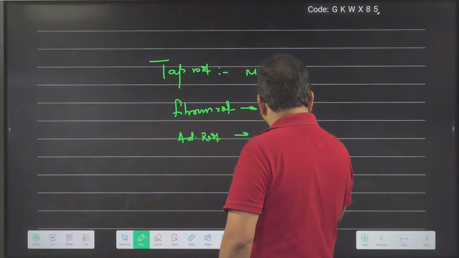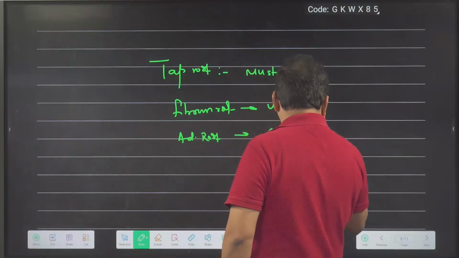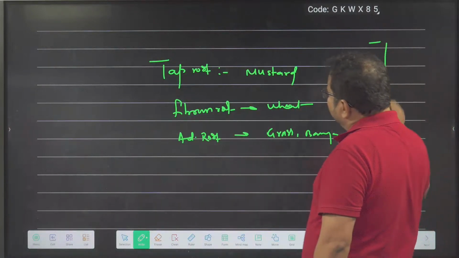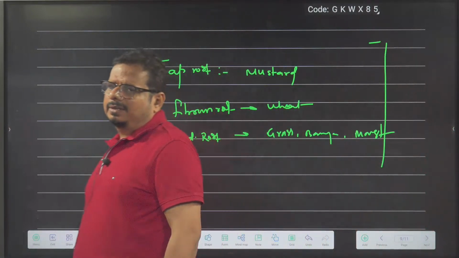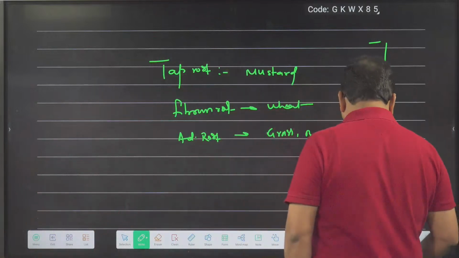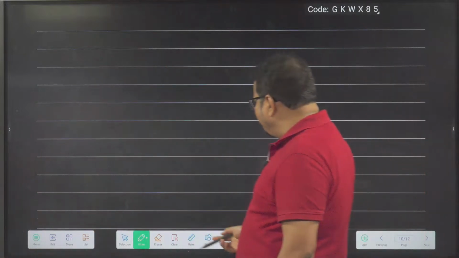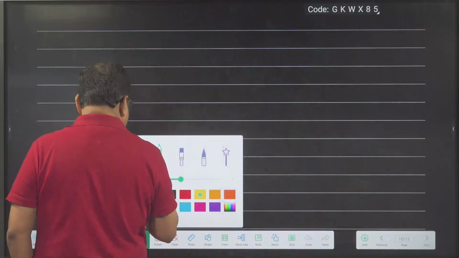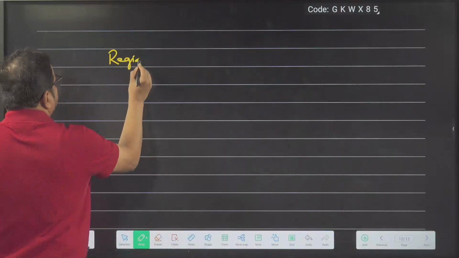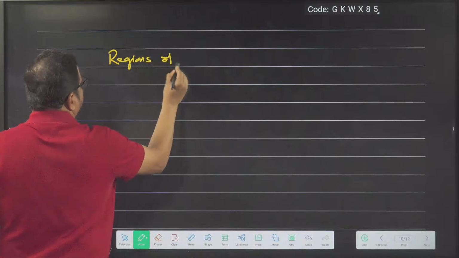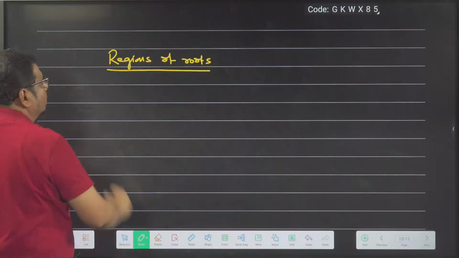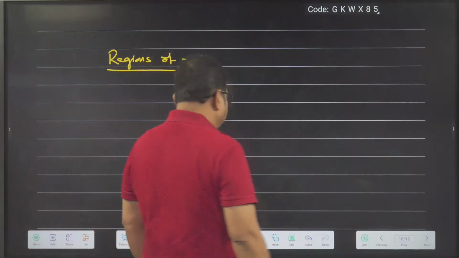Grass, banyan, monstera. Remaining all depend upon the question. I told you how to handle the question. So these are the reason it is over. Right? Type of root is over. Now we are going to talk about regions of root.